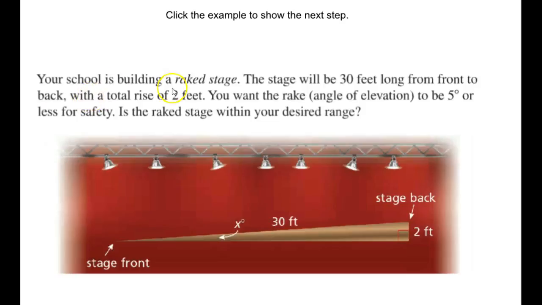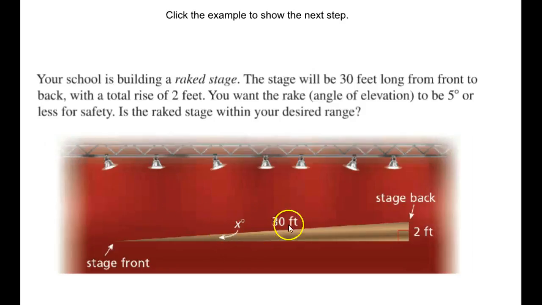So your school's building a stage. Okay? The stage will be 30 feet long, as shown here, from front to back with a total rise of 2 feet. And again, I always draw out my triangle if I'm not given a drawing already. You want to rake, so the angle of elevation, and remember an angle of elevation is if I'm looking and I go up, how far am I looking up? The angle of elevation is going to be 5 degrees or less for safety. Is this stage within my desired range?